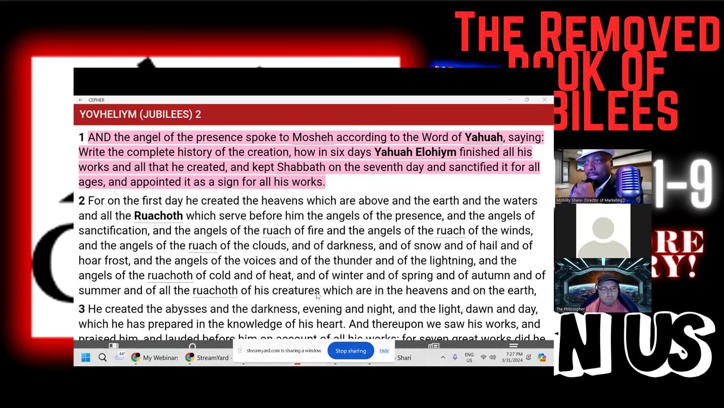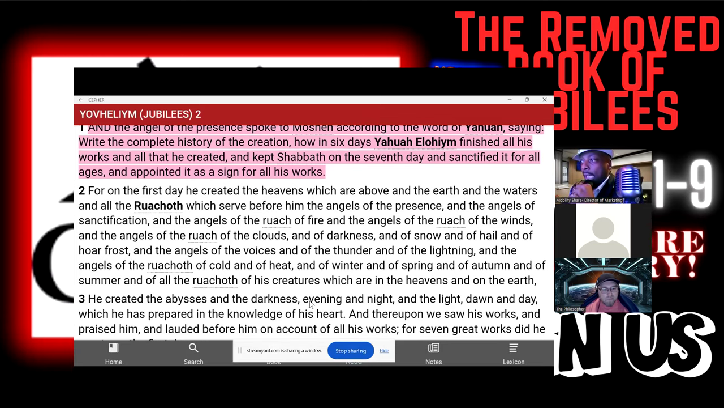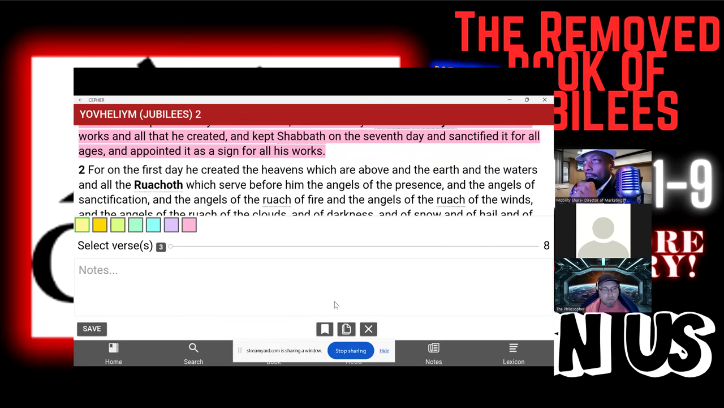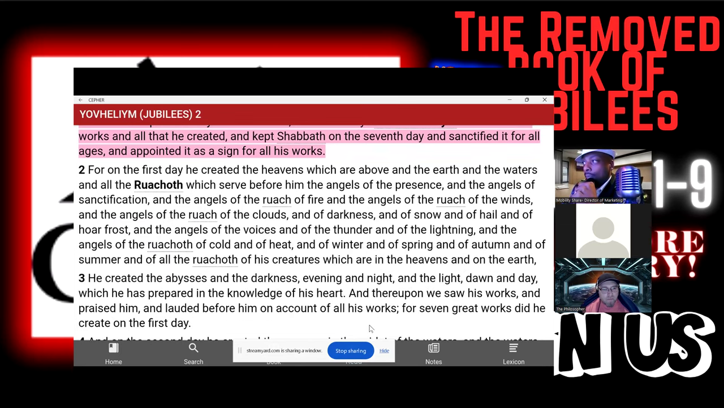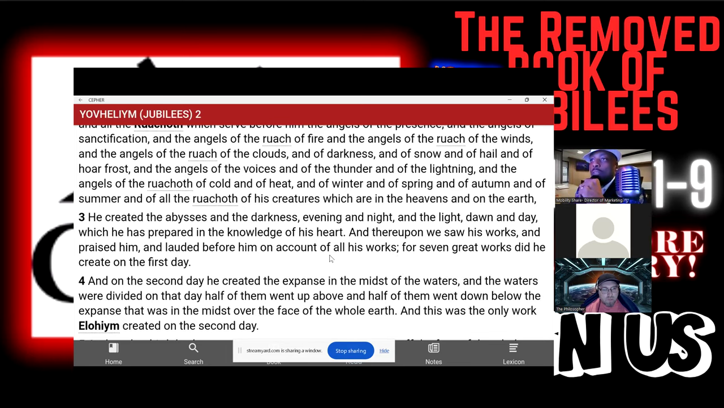He created the abysses and the darkness, evening and night, and the light, the dawn and day, which he has prepared in the knowledge of his heart. And thereupon we saw his works and praised him and lauded before him on account of all his works. For seven great works did he create on the first day.